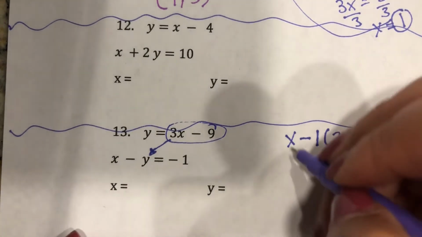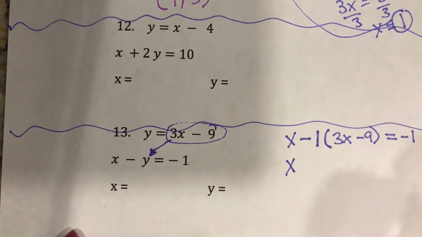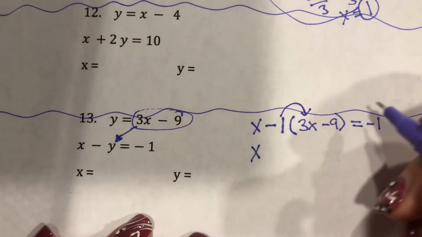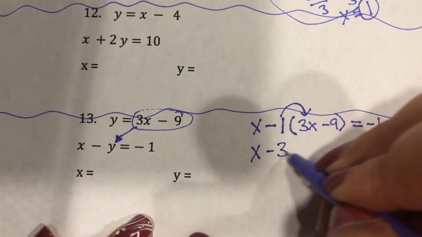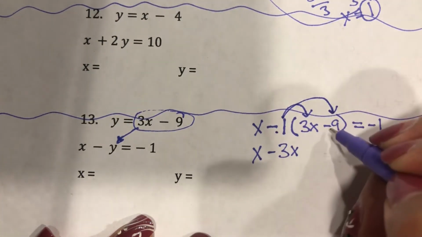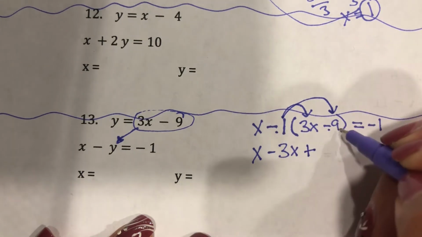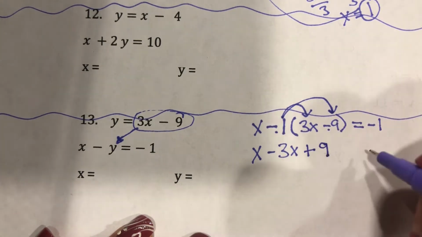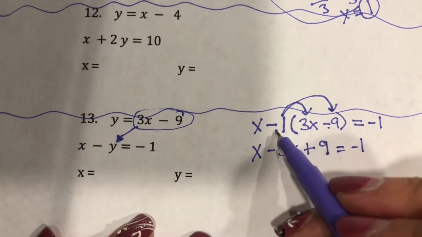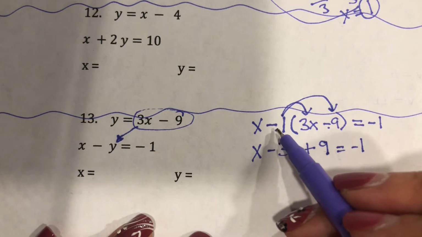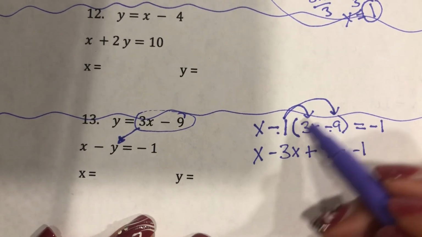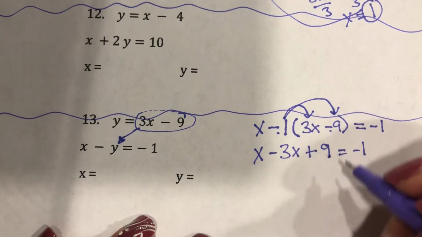All right. Nothing's happening to that x, so I'm going to bring it down. A negative 1 times a positive 3x is a negative 3x. A negative 1 times a negative 9, negative and negative give me a positive. 1 and 9 give me a 9 equals negative 1. All right, so again, it's very important that you guys do not forget to distribute this negative. Again, if you need to put a 1 to help you out, that's perfectly fine.